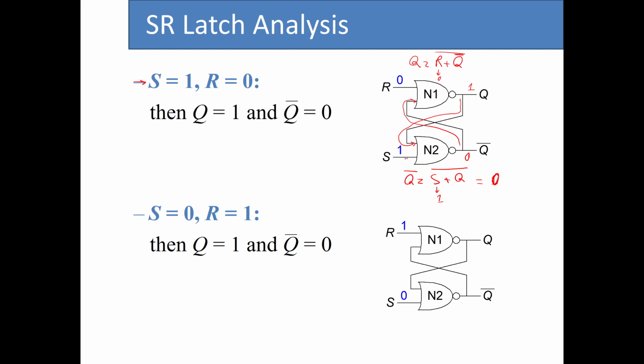So that means that we started from S. We calculated the value for Q bar. Based on that, we calculated the value for Q. And then we double checked if that value for Q changes anything in the value for Q bar, and we concluded that it doesn't change that value.